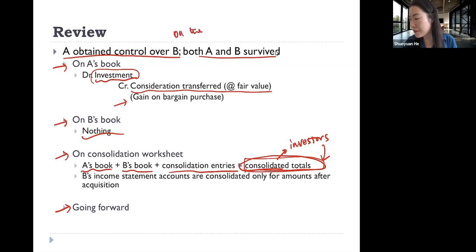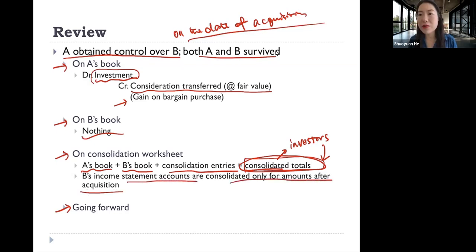On the date of acquisition, firm B's income statements are only consolidated for the amount after acquisition. Or in other words, if it is on the date of acquisition, basically we don't consolidate any of firm B's income statement. Think about why. Why do we not consolidate any of firm B's income statement on the date of acquisition? Because firm B hasn't earned any income yet.